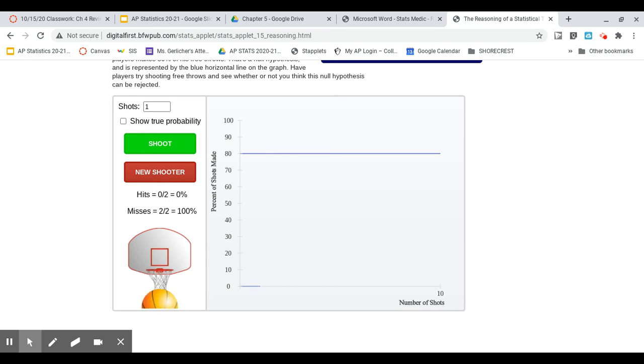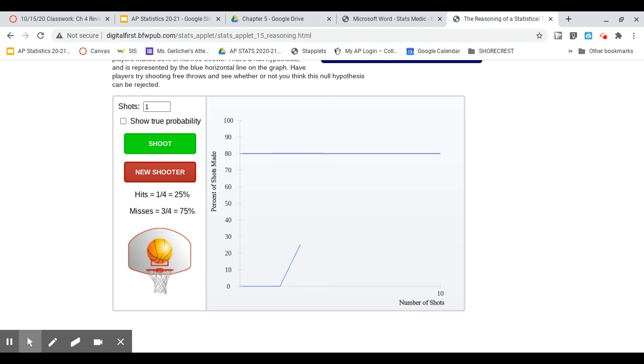Okay, so she tried and missed again. So she still has a 0% hit rate, still has a 100% miss rate. So keep in mind that this graph on the right is graphing percent of hits, percent of makes when she makes the basket. Okay, let's do another shot. She missed again. Oh boy, she's having bad luck. So she's still at 0%.